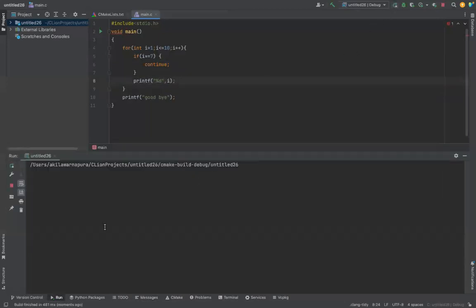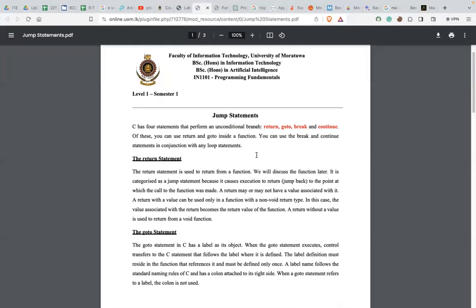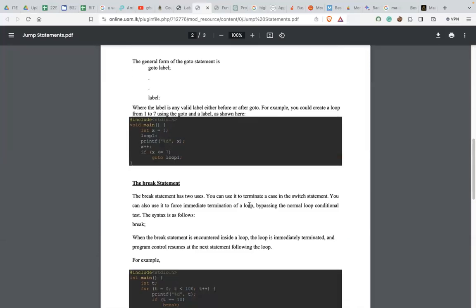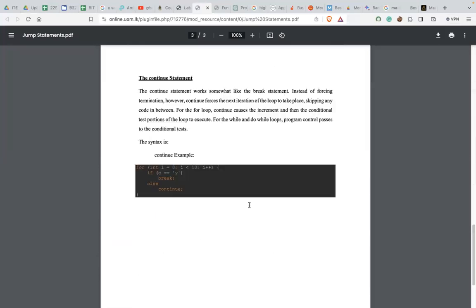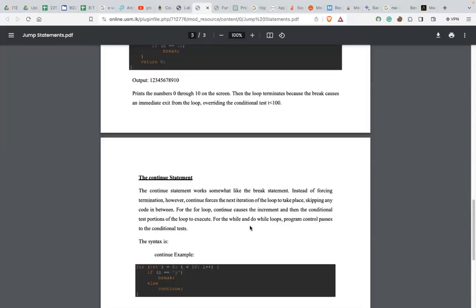Then what happened? Here 1, 2, 3, 4, 5, 6. After the 6, there is an 8. Why? When it is 7, continue. Go to the next iteration without printing that line. Okay, now I think you have a better idea of the return, go to, and the break statements. Any questions up to here?